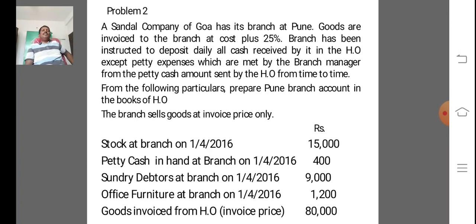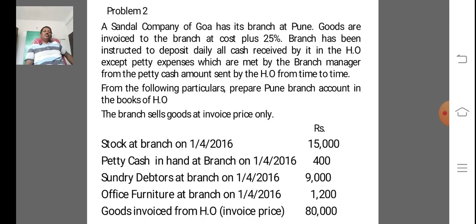So we take another problem. Sandal Company of Goa has its branch at Pune. Goods are invoiced to the branch at cost plus 25%. Branch has been instructed to deposit daily all the cash received by it in the head office except petty expenses which are met by the branch manager from the petty cash amount sent by the head office from time to time. So from the following particulars, prepare Pune branch account in the books of head office.